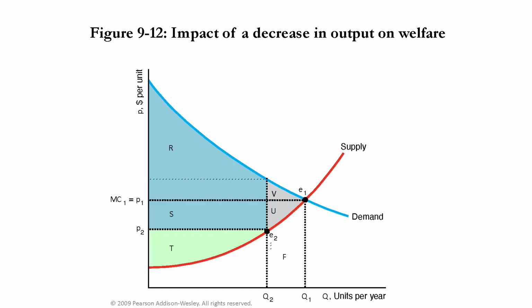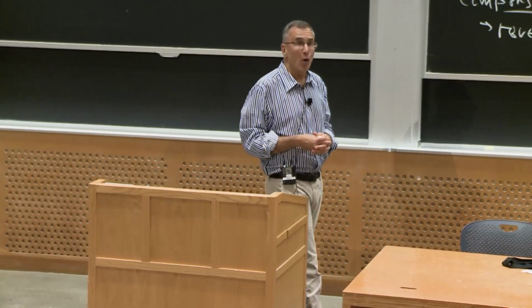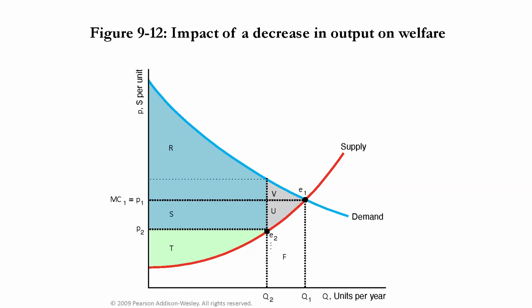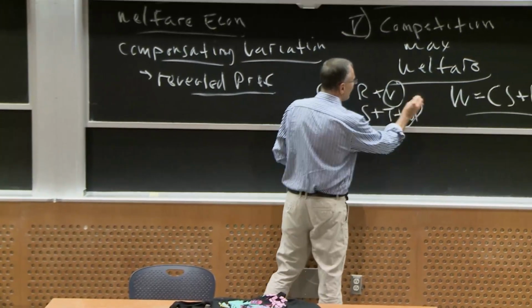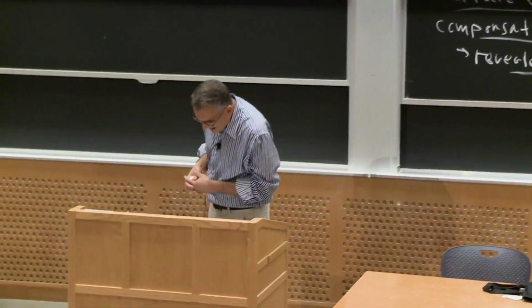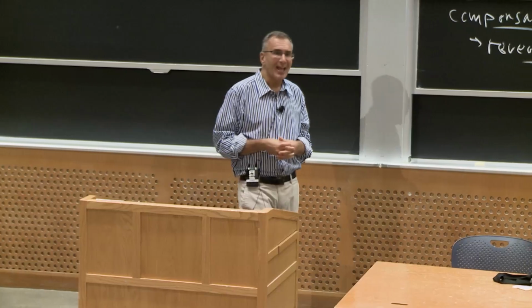Producer surplus is down by two things. First of all, producers no longer have transactions that made them happy. They wanted to sell between Q2 to Q1 units, and that gave them a surplus of U. That's gone. But that's not all. What also is gone is that now they lost the area S.